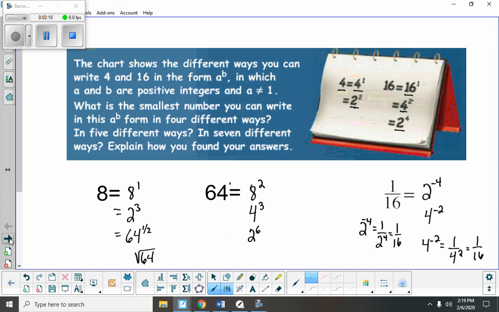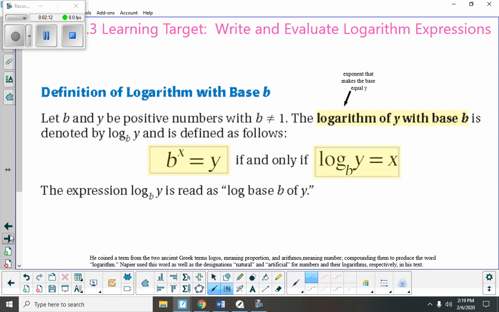All right, let's move into the main part of the lesson here. So what is a logarithm? Well, a logarithm of y with base b is denoted by log base b of y, and it is defined as the following. So b to the x equals y if and only if the log base b of y equals x. So a logarithm is really an exponent that makes a base equal to y. So if we have a logarithm, that's saying that is the exponent that makes a base equal to y.